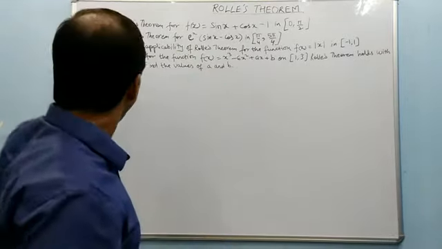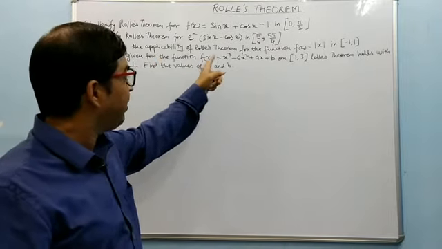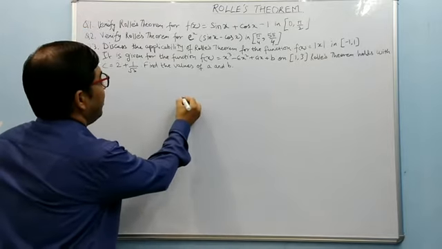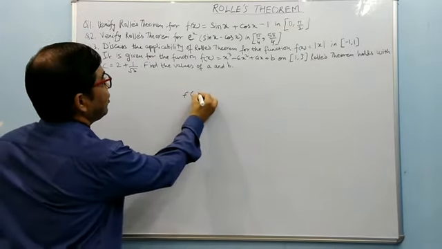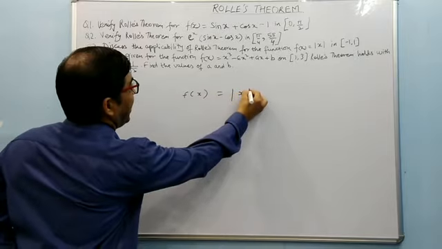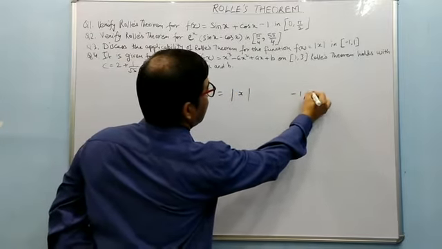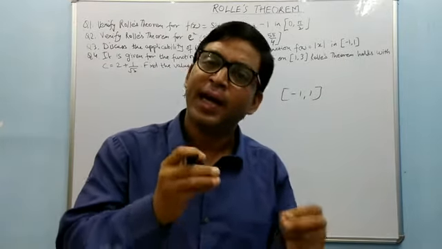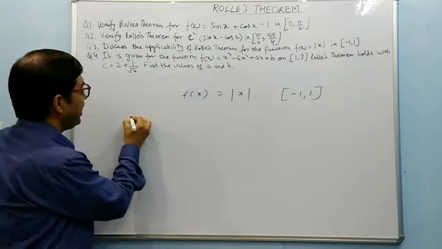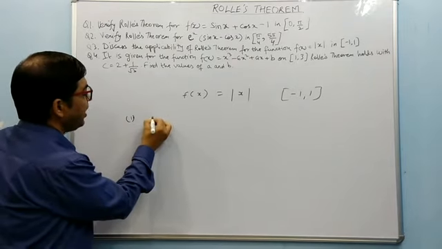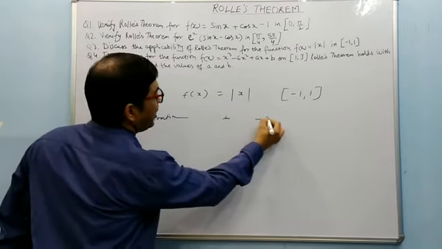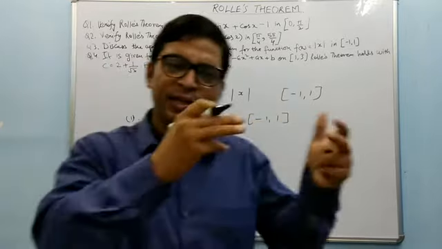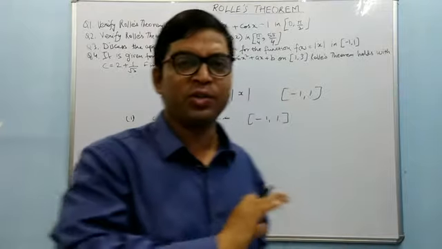In question number 3, we have to discuss the applicability of Rolle's theorem for this function, the mod function. f(x) is equal to mod x, and the interval is -1 to 1. You will check by the basic continuity theorem that it is continuous. So we can just write it is continuous in [-1, 1]. If you draw the graph of this, no break is there. It is definitely continuous, not a problem at all.